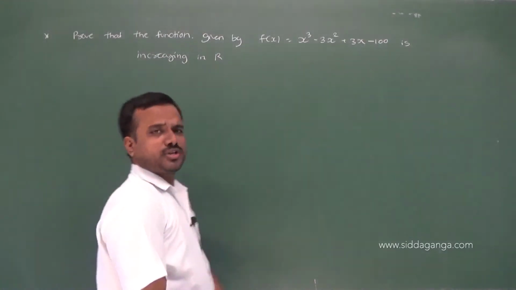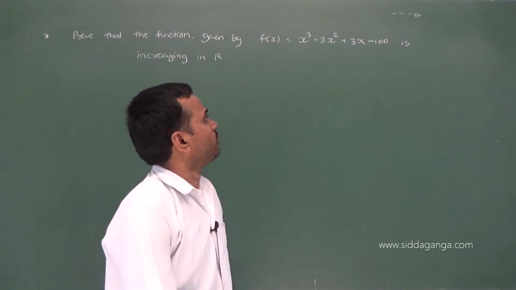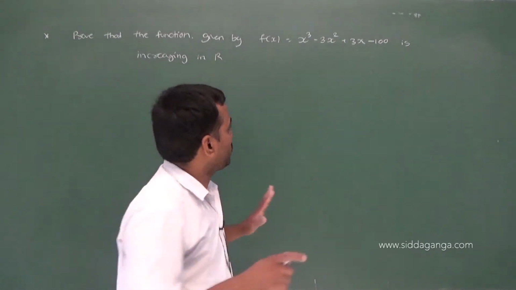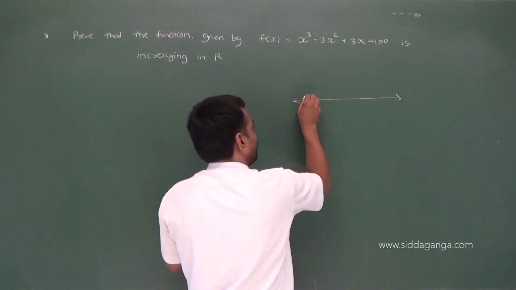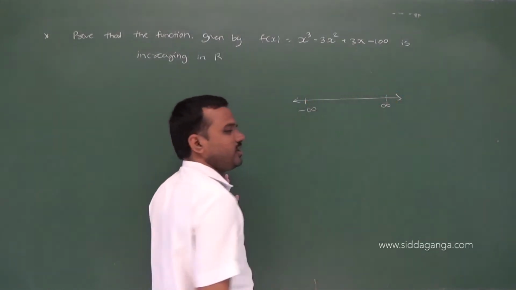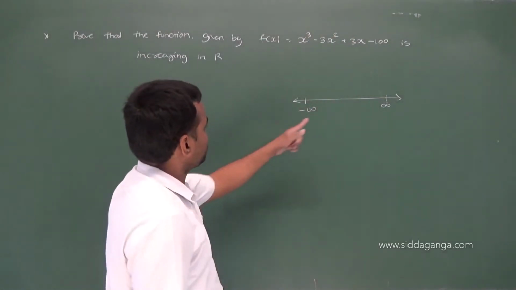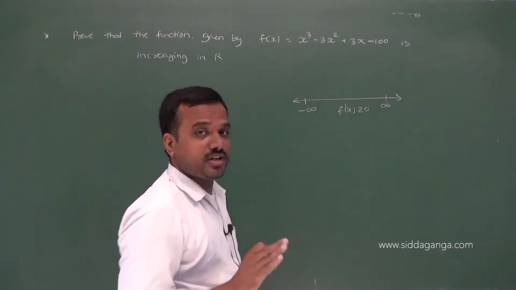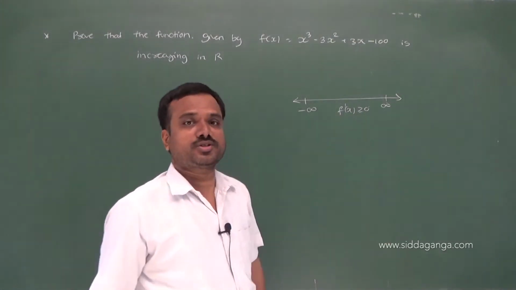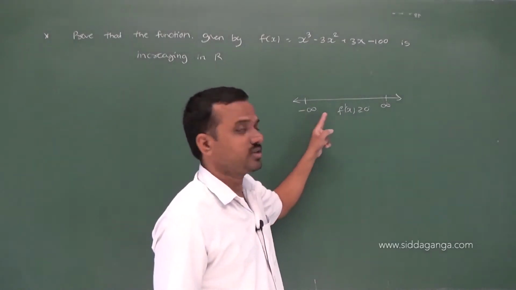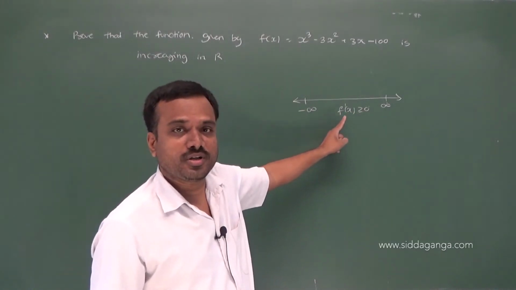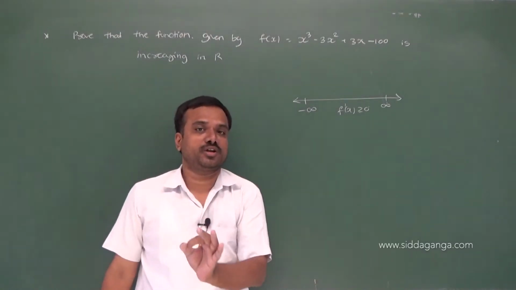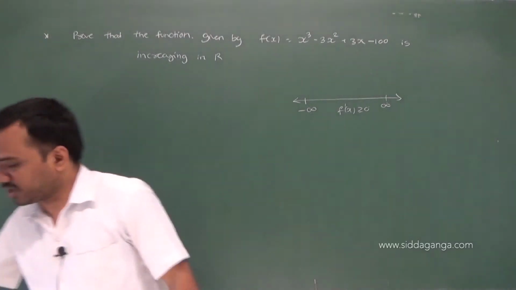Prove that the function given by f of x is equal to x cube minus 3x square plus 3x minus 100 is increasing in R. In R means we have to show that from minus infinity to plus infinity, the set of all real numbers, f dash of x is greater than or equal to 0. Increasing, not strictly increasing, he just asks increasing, so f dash of x greater than or equal to 0. Correct? So, you also solve.